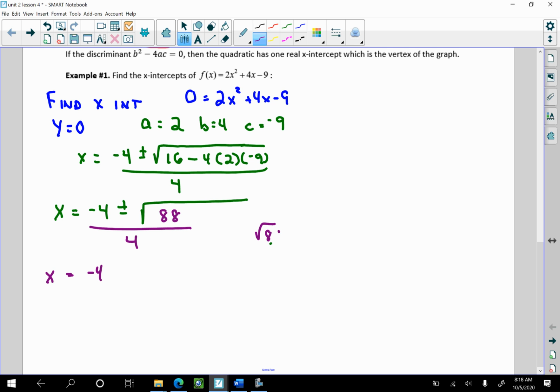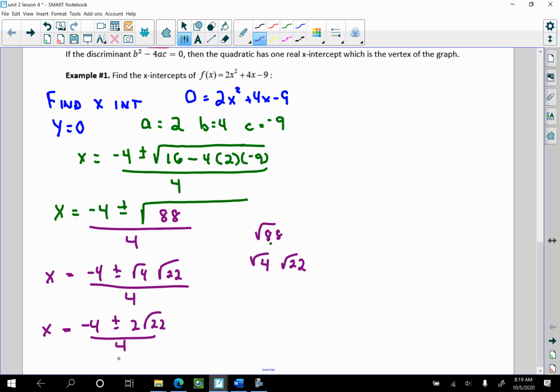The square root of 88 is going to be the square root of 4 times the square root of 22, plus or minus the square root of 4, the square root of 22, over 4, just simplifying it a little bit. So my x-intercepts are going to be negative 4 plus or minus 2 square root of 22 over 4. And you could take that one step further and put both of these over the 4. This is going to be negative 4 over 4 plus or minus 2 over 4 square root of 22.